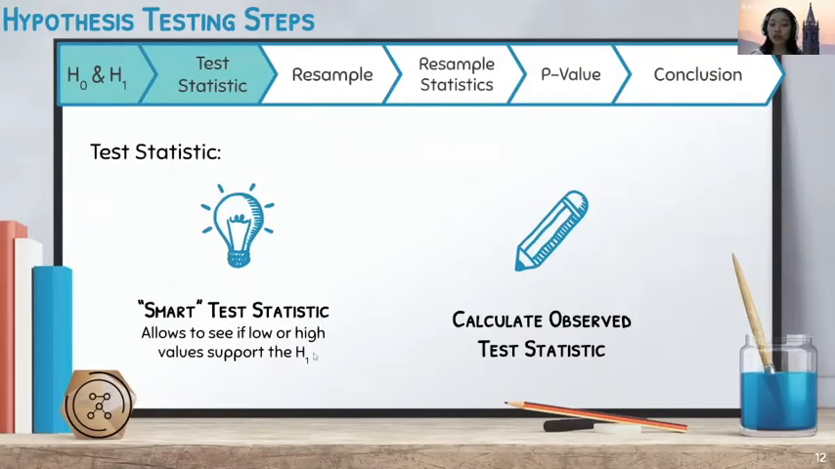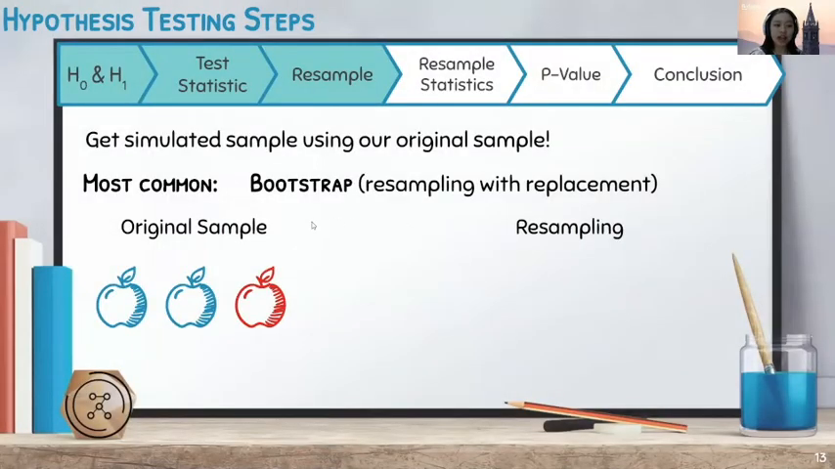So be careful when you choose your test statistic, because you want to make sure that low or high values would support your alternative hypothesis. So then you can compute the p-value easily later on. Now, after you have the test statistic, you can calculate the observed test statistic, which is basically just the statistic based on your original data set. And then after that, you want to simulate samples using your original sample, because you only have one sample set. To generate more sample sets, you just basically resample from your original sample.